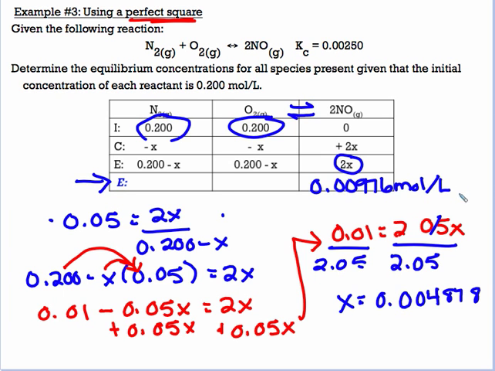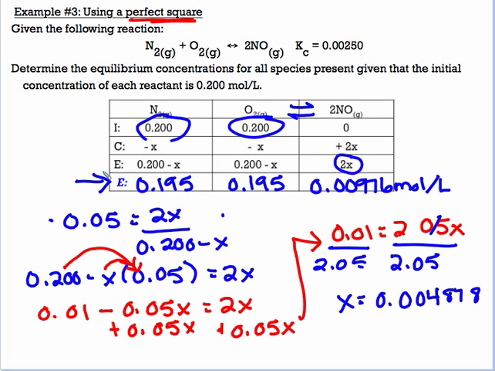Now, if you were expressing this as an answer, please don't forget you should put moles per liter behind these numbers, because these are concentrations. Okay? So going back to our reactants, 0.2 minus 0.004878. Remember, try to keep as many real numbers as you can so you're not rounding and having rounding errors. So this would be 0.195, and this would be the exact same because it's the exact same equation.